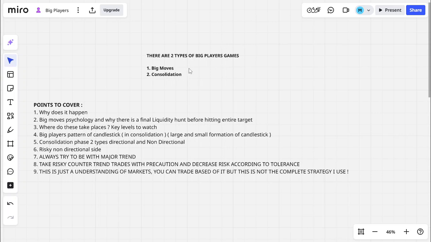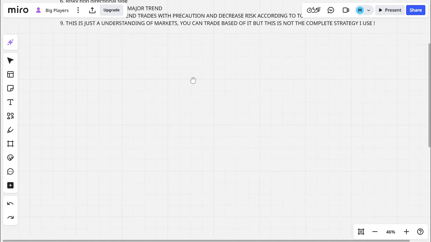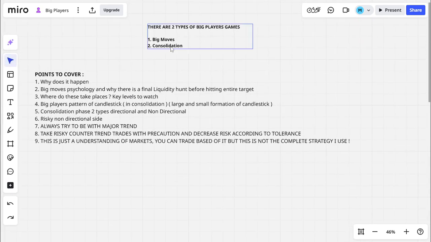On the screen you can see that there are two types of big players games, from which we understood the big moves in detail in the last video. Now we are going to discuss another type, and we are going to cover the big moves once again as a short revision. These are the 9 points we are going to look at in the video. So let's begin.